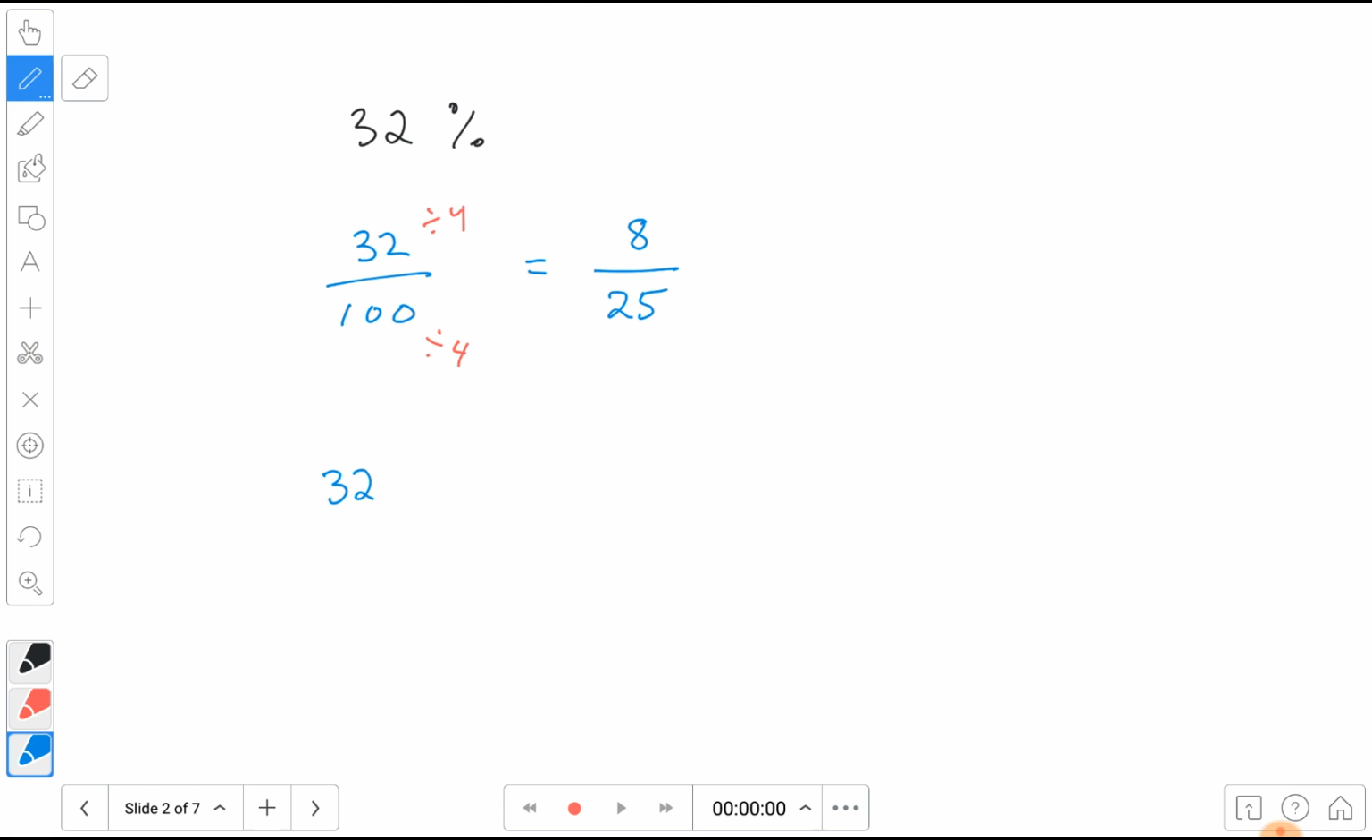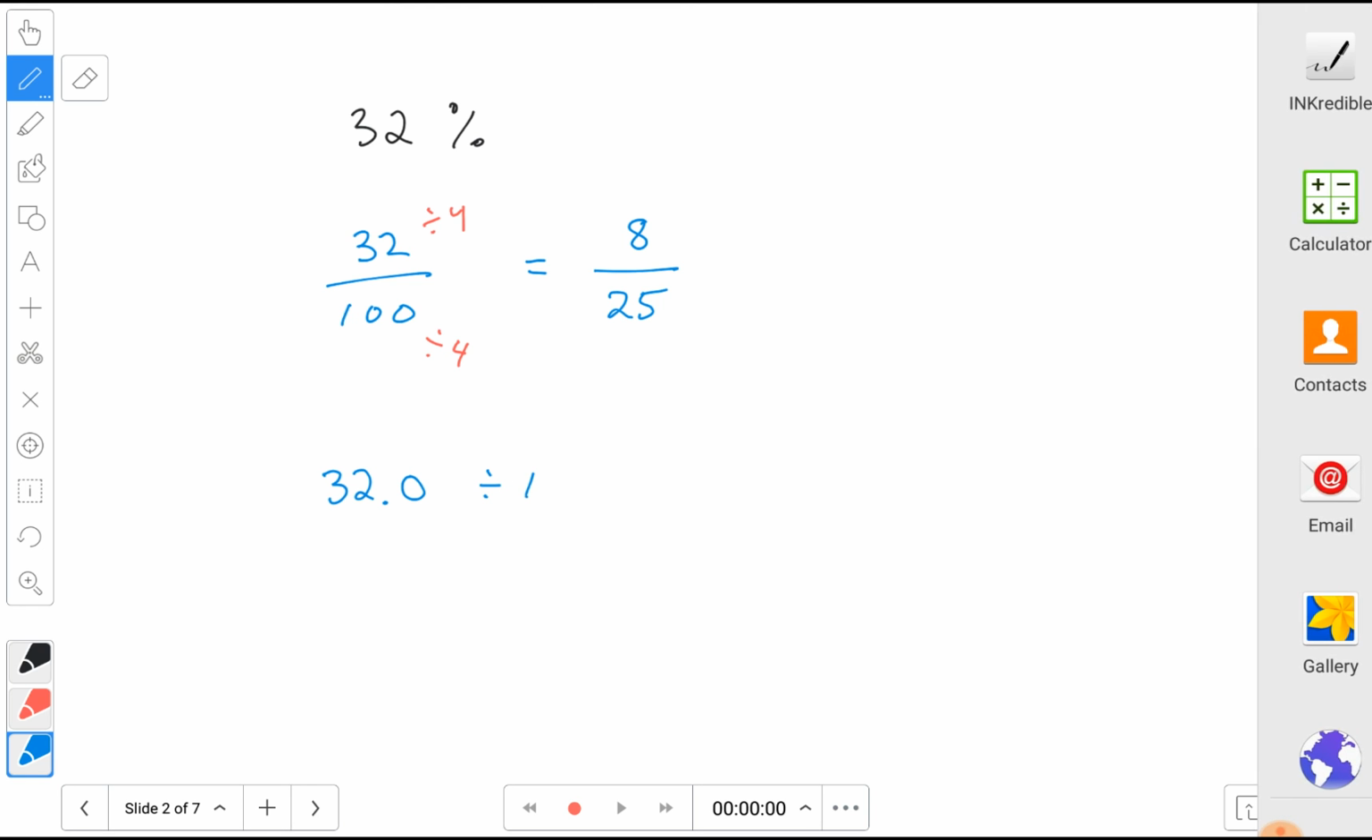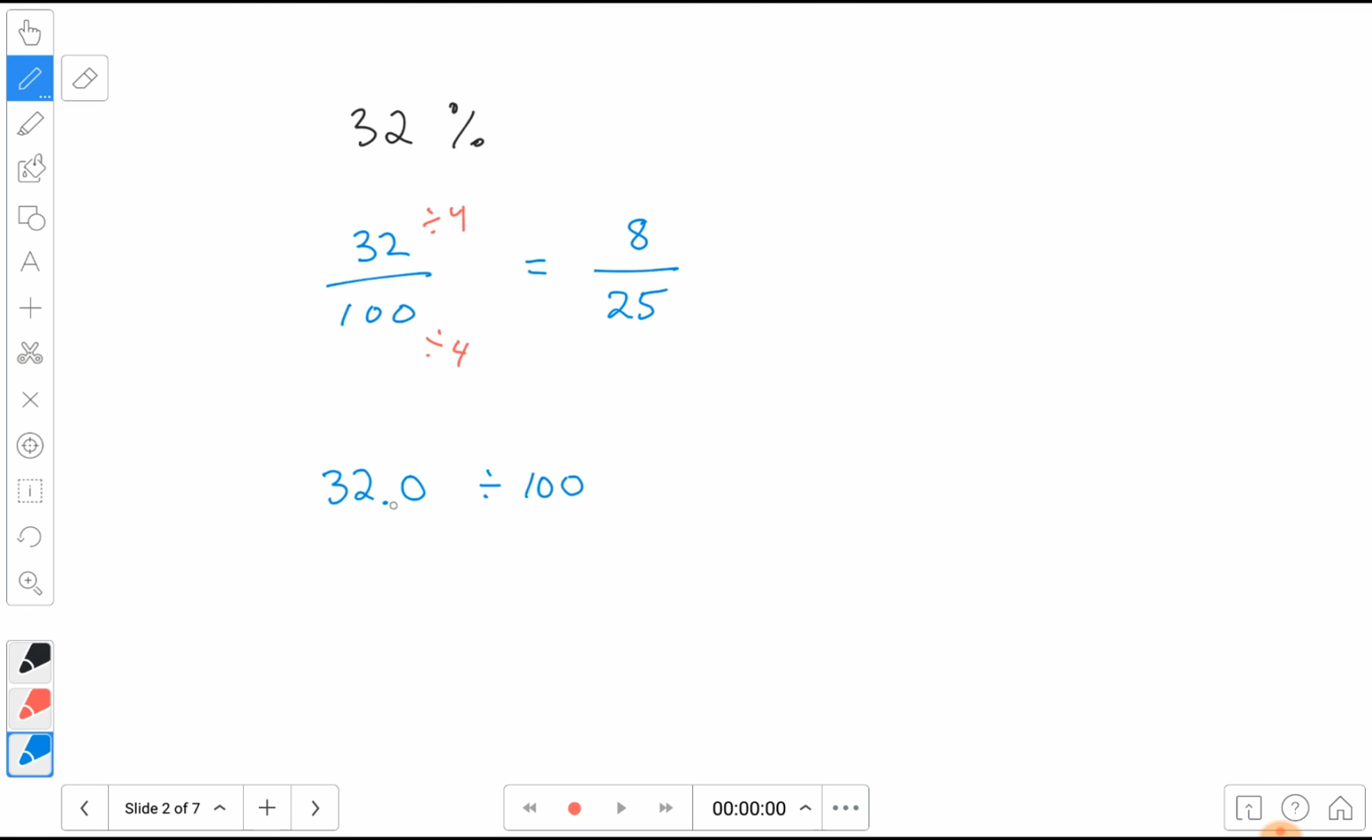32 is the same as 32.0 if we wanted to write it that way. When we divide that by 100, it means we move the decimal 2 spots over to the left. So 1, 2, that gives us 0.32. So 32% is also 0.32.